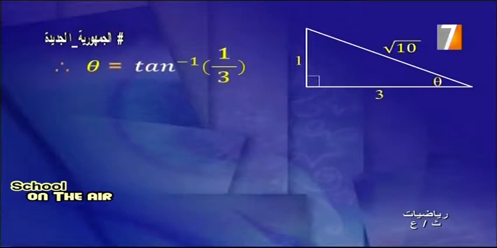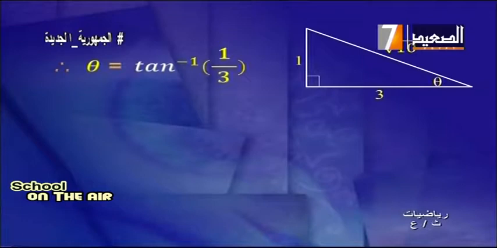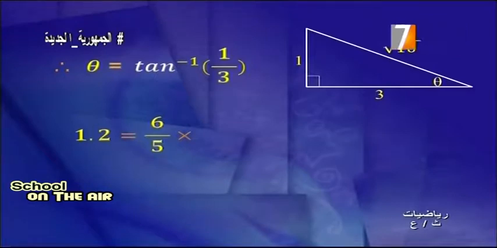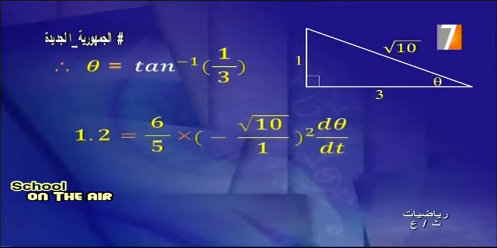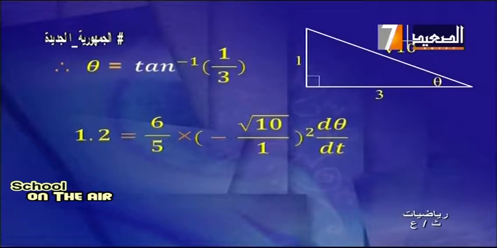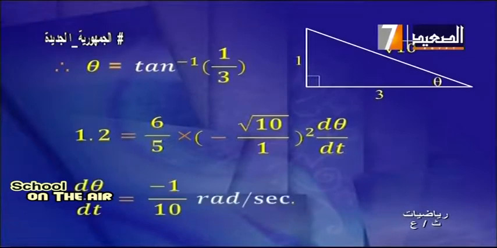We have the relation dx dt equals 6 over 5 multiply negative cosec power 2 theta d theta dt. Then 1.2 equals 6 over 5 multiply negative cosec power 2 theta, where cosec power 2 theta equals root 10 over 1 all power 2, times d theta dt. Then d theta dt equals negative 1 over 10 rad per second.